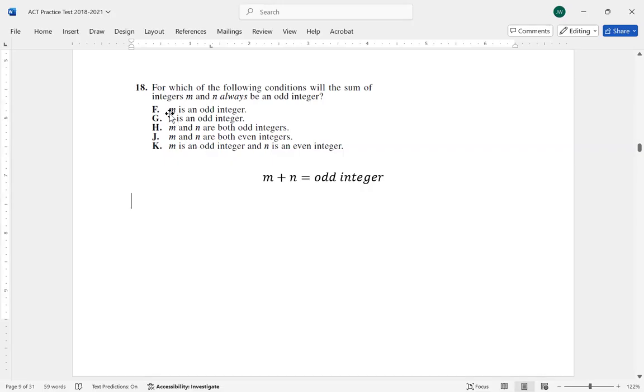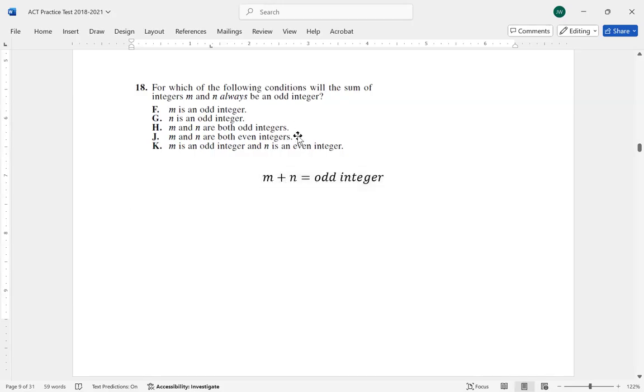Well, if m is an odd integer, it's not always guaranteed that if I add another number, I get an odd integer. In fact, I could take an odd number like 5 and add it to 3 and get an 8. Same is true for n being an odd integer. If n is odd, then you add, like again, 5 plus 3 becomes 8. If m and n are both odd, again, 5 plus 3 is 8. That's not going to work.